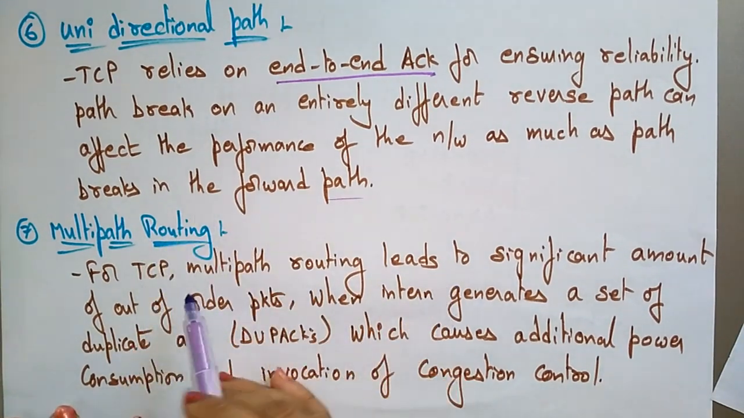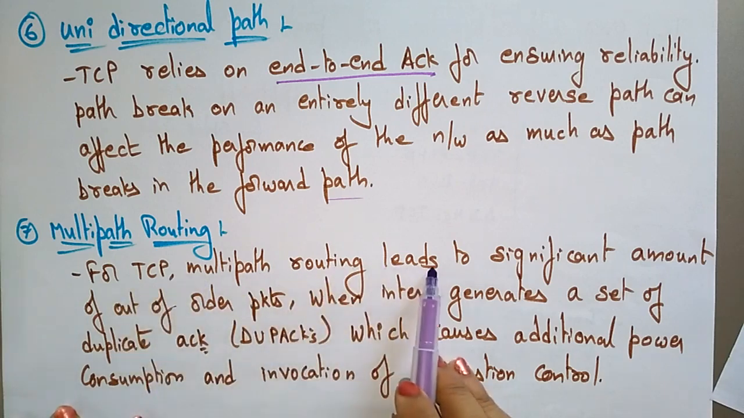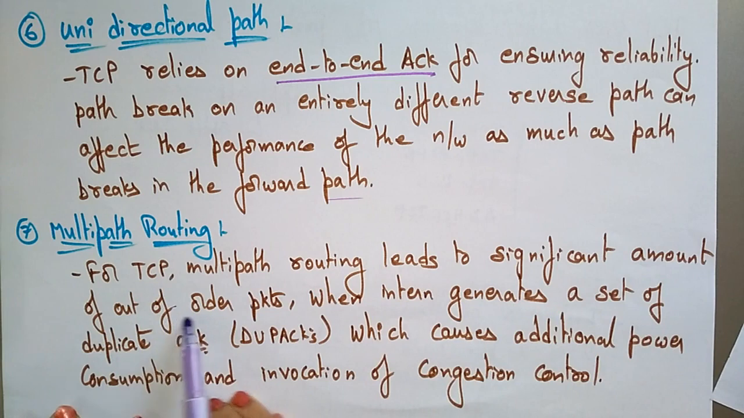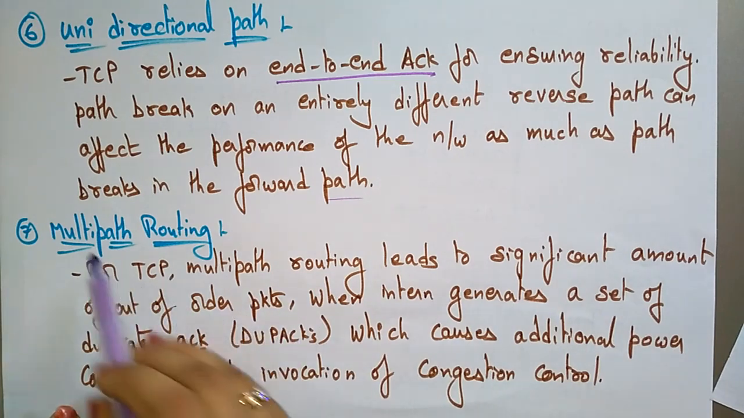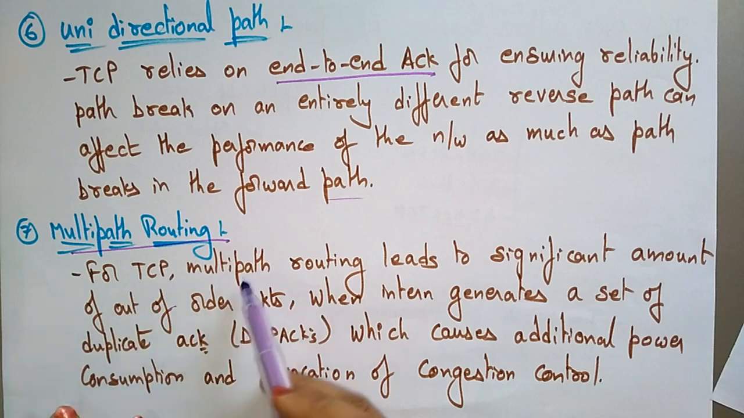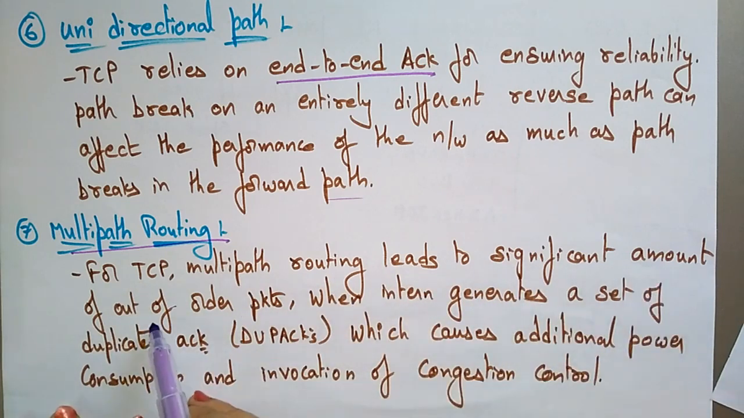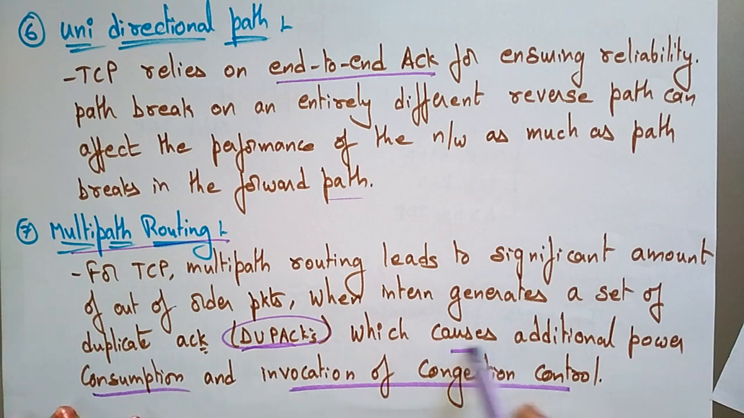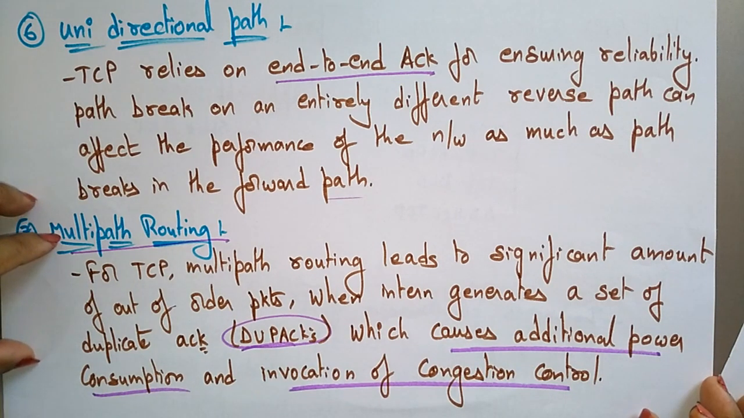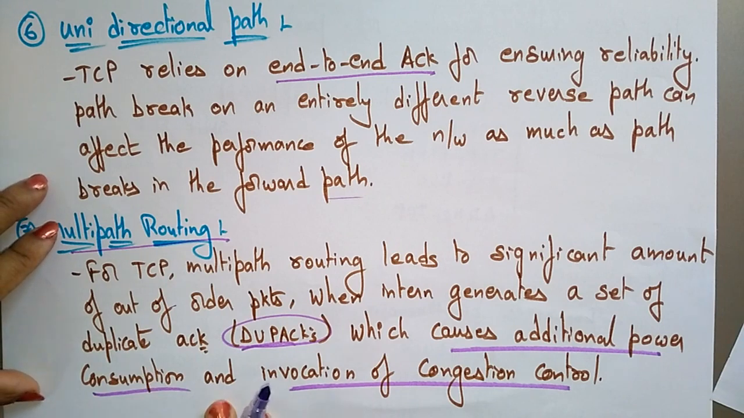And the last reason is multipath routing. For TCP, multipath routing leads to a significant amount of out-of-order packets, which in turn generates a set of duplicate acknowledgements, causing additional power consumption and invocation of congestion control. So because of multipath routing, there is a chance of additional power consumption because of the duplicate acknowledgements received by the sender, and the invocation of congestion control.